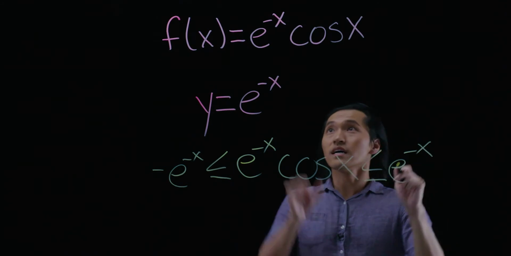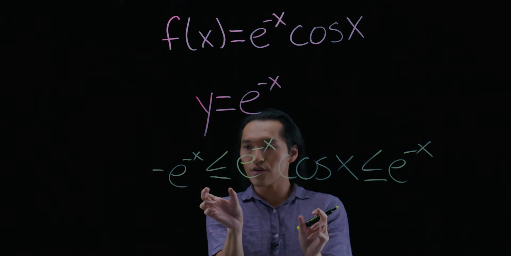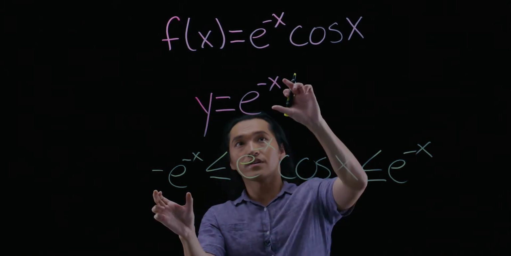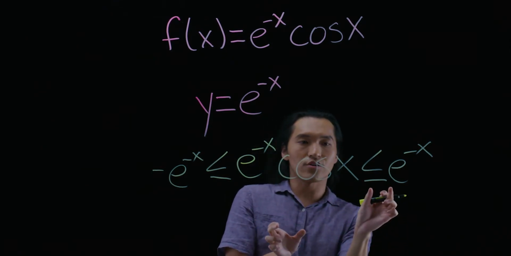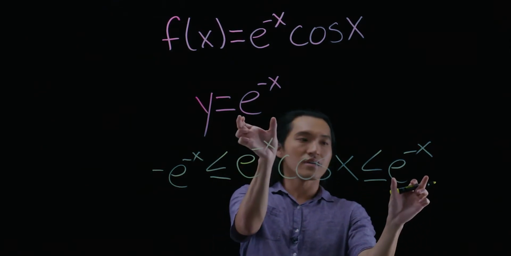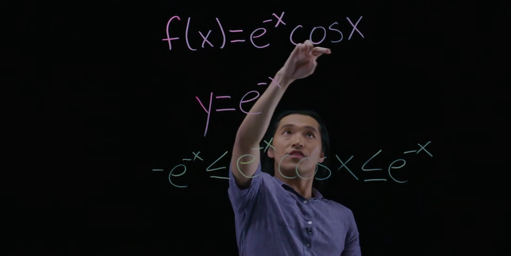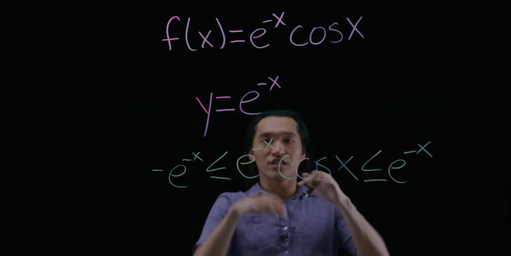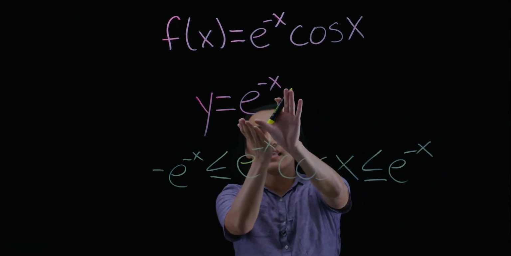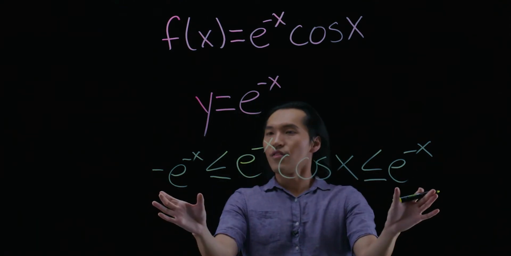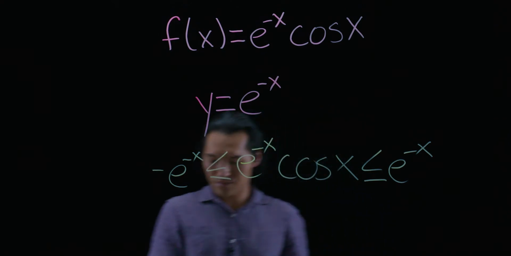In other words, this function of e to the power of negative x cosine x is greater than or equal to negative e to the power of negative x, and it is also less than or equal to positive e to the power of negative x, meaning wherever this exists, this cosine of x function is bouncing back and forth in between the positive and negative versions of this damping factor. That is the definition of what a damping factor does.